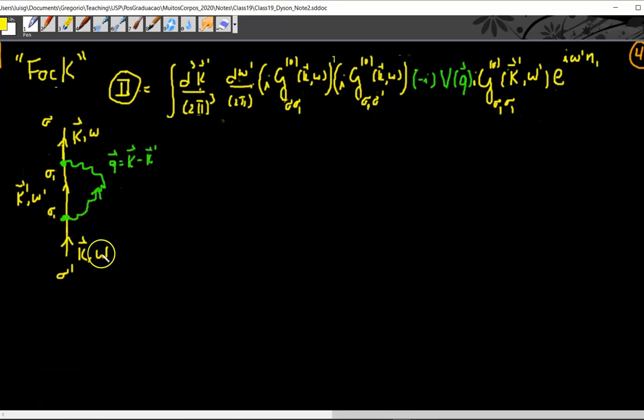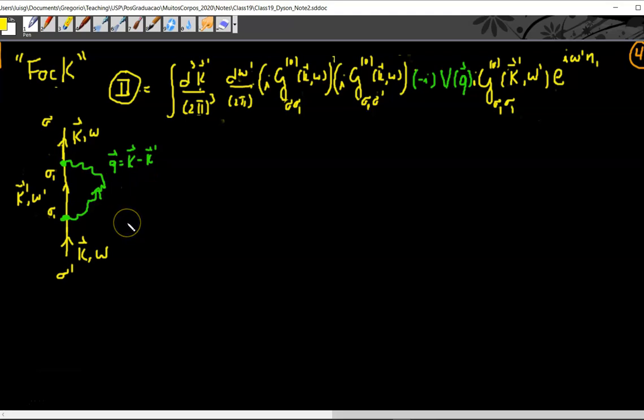Once we set up all the momentum and label them, I change the notation a little bit, since we always have to integrate over internal momentum and frequencies related to the propagating lines. I essentially changed the variables so that this propagating line has momentum k prime, frequency omega prime, so that the momentum of the interacting line is k minus k prime.